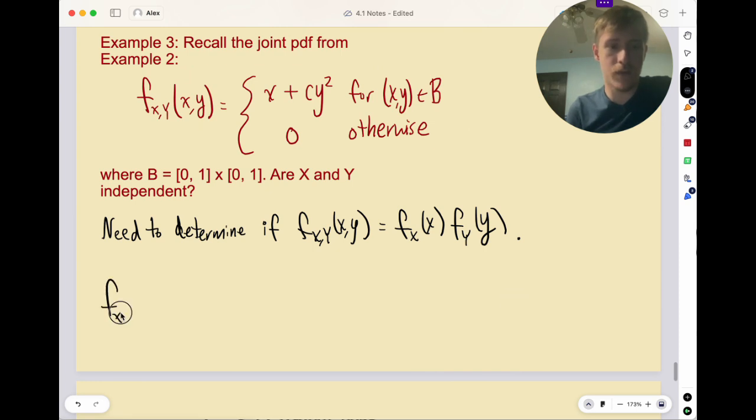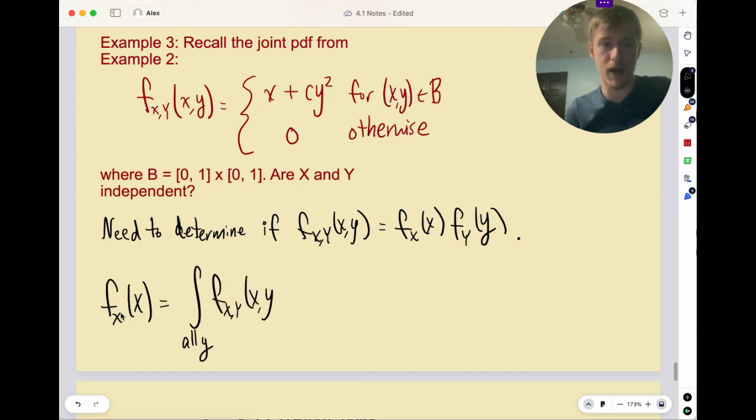In general, if you're given a joint distribution of two variables and you want to find the PDF of one of those variables, what you're going to do is integrate over all possible y values. You're going to integrate this joint distribution over all possible y values with respect to y.